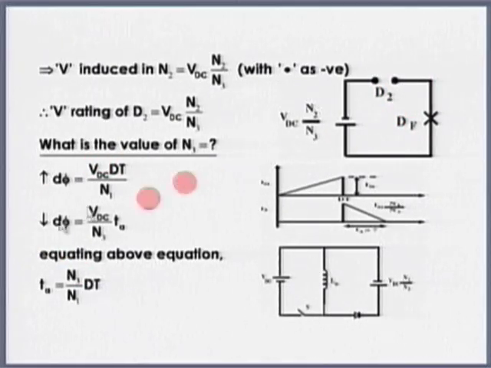What is the value of N3? The increase in flux is VDC times DT, and N1 dφ by dt is equal to VDC. This is the increase in flux. Now, how does the flux decrease? It is because of the current flowing in N3, with the same voltage VDC divided by N3 over some time. Now, if I equate, the increase in flux should be equal to the decrease in flux for steady state. Ta is given by N3 by N1 into DT.